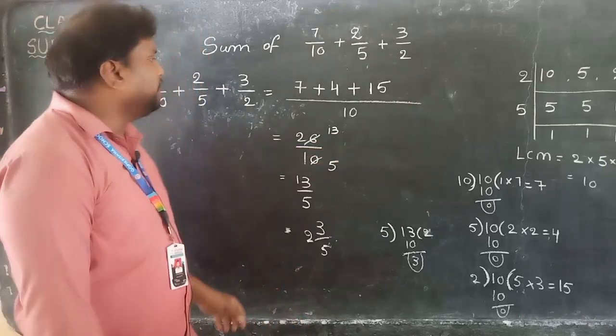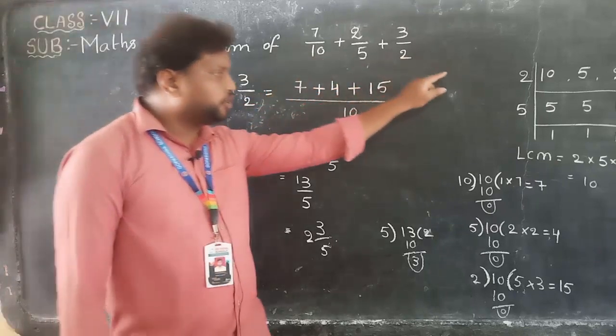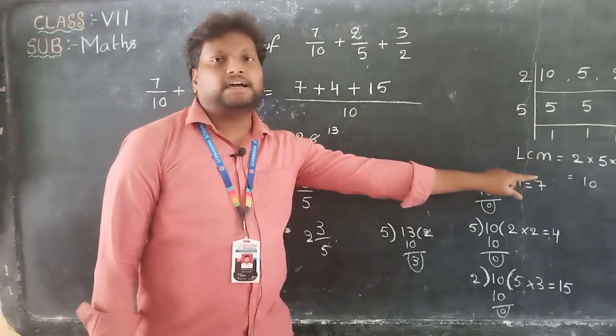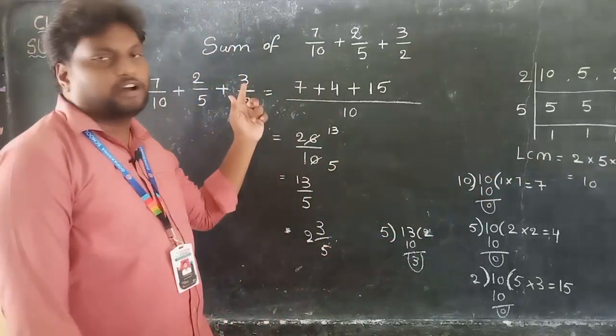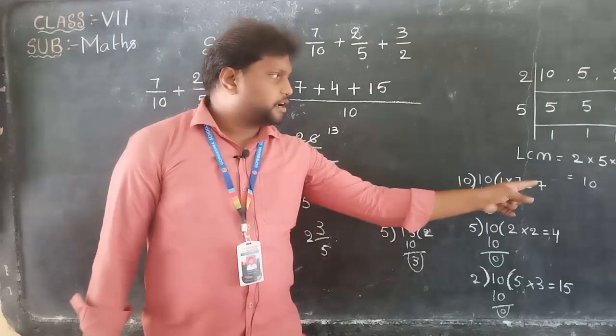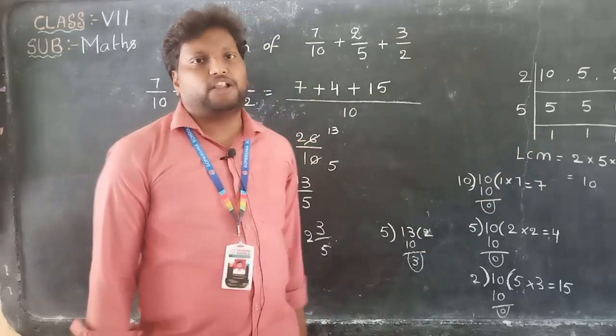In the LCM method, first of all take all the denominators. What are the denominators? 10, 5 and 2. Take the LCM value, we will get 10. The 10 is the common denominator, not the first denominator. 10 is the common denominator for all fractions, and at the same time it is the LCM value also.